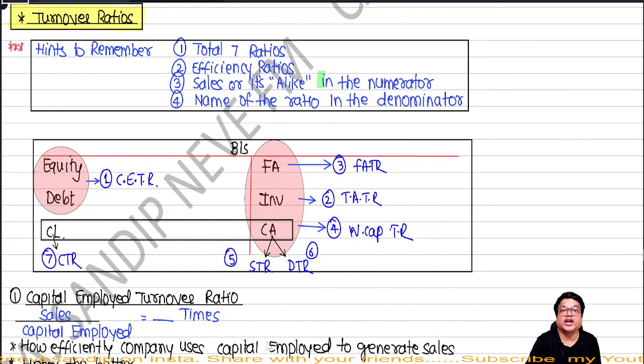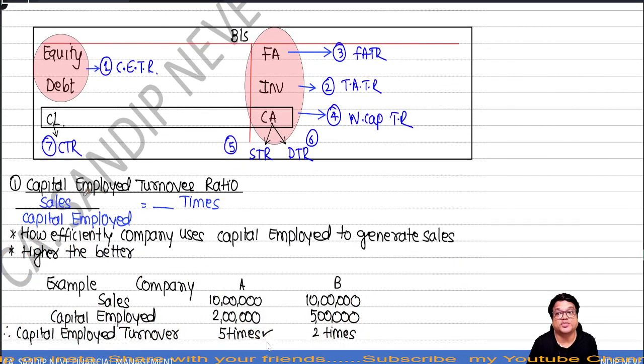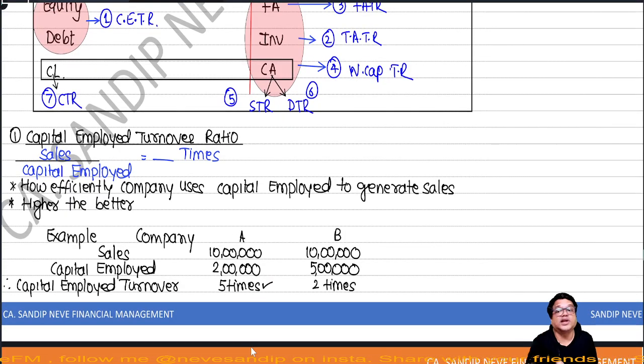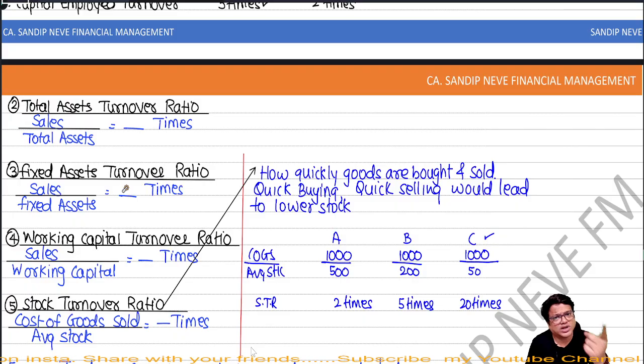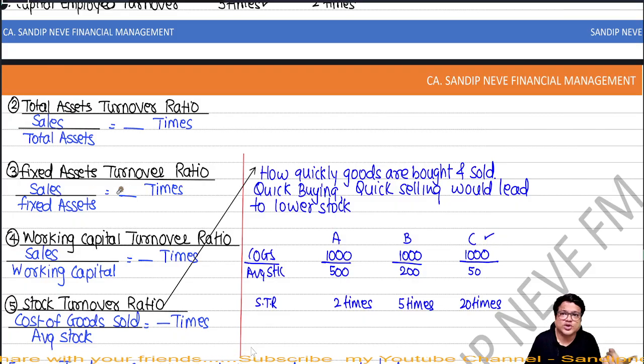The first one is capital employed turnover ratio. Formula would be sales upon capital employed. How efficiently you use your capital for generating sales is the whole idea of this ratio. Correct? We have kept a very basic example. You could pause the video and see this example. We have covered this in the class. Then total asset turnover ratio, sales upon total asset. Our rule continues: name of the ratio in the denominator.